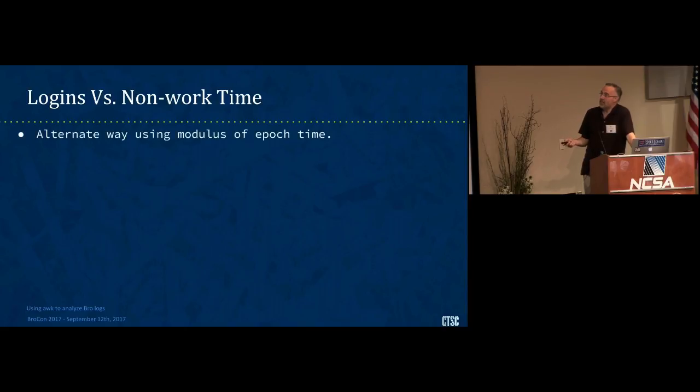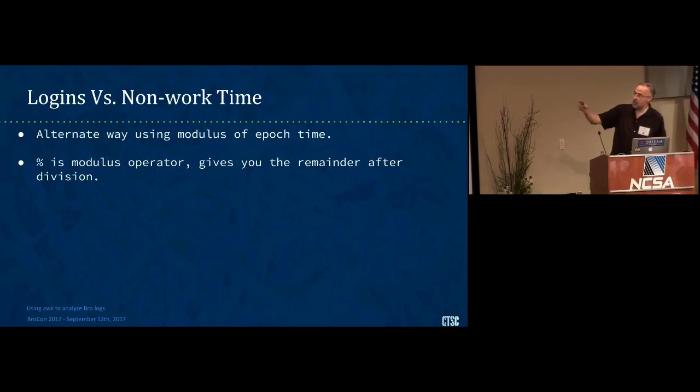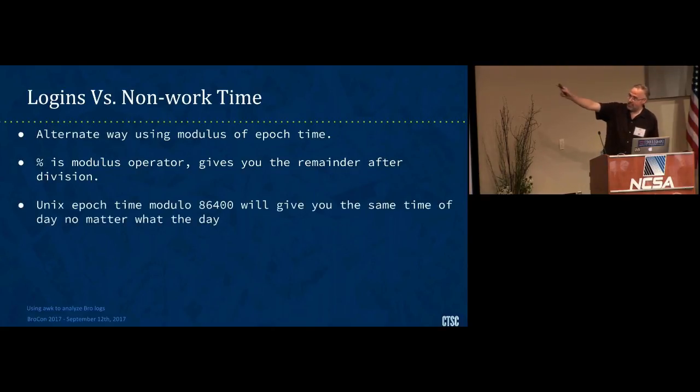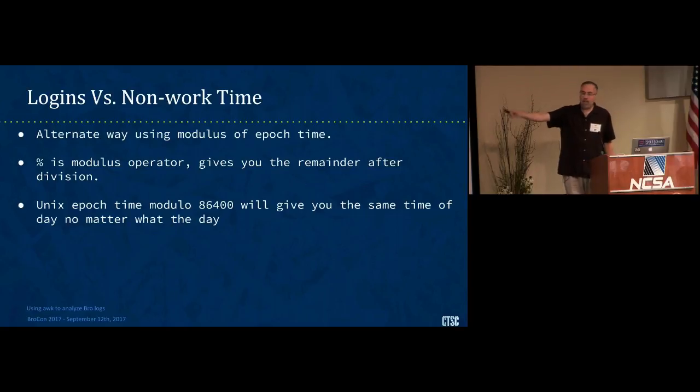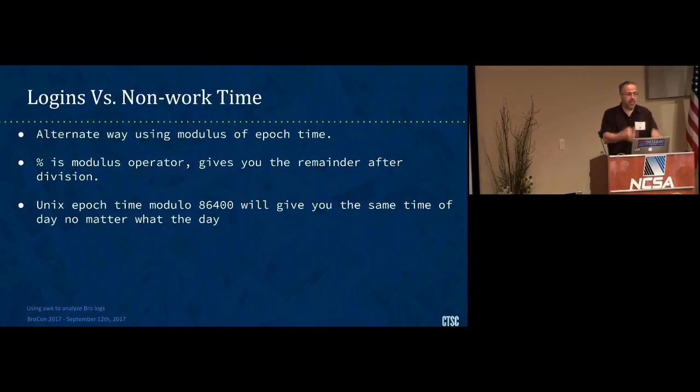Okay. So another alternate way that I came up with of doing this is to use the modulus operator against the epoch time that you have as the default value in the logs, the number of seconds since 1970. So just to go over this really quick, if you modulo the Unix epoch against 86400, which is the number of seconds in a day, then you will get the same time of day, no matter what day it is, like any time.